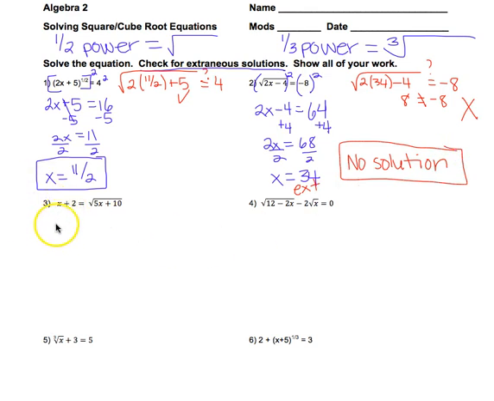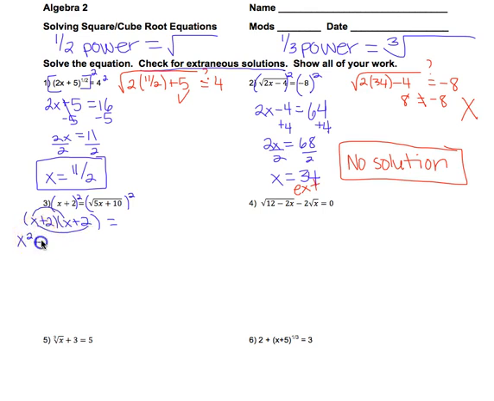All right, number 3. So here is my square root term. It is by itself, so that means I can go ahead and square both sides. Now be careful over here on the left side. This is x plus 2 times x plus 2. There are so many of you who keep saying this is x squared plus 4. It is not. Rookie mistake. When you have a binomial times a binomial, you have to FOIL. So x times x is x squared.